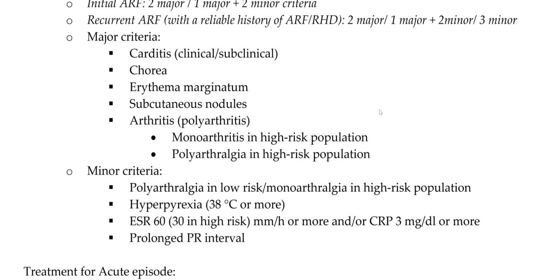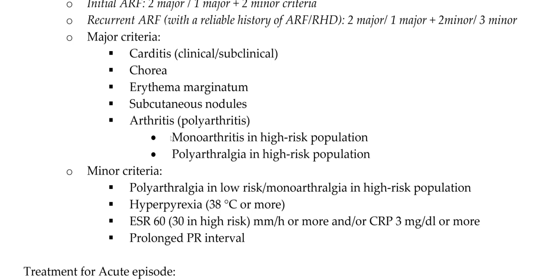Now let us see major criteria. It is very simple to remember the five major manifestations. That is carditis. It could be clinical, it could be subclinical. The Sydenham chorea, the erythema marginatum, the subcutaneous nodules, arthritis, that is polyarthritis, and usually it is migratory.